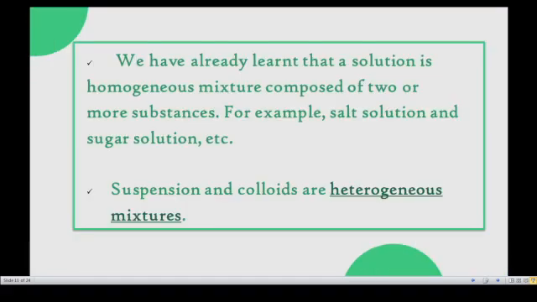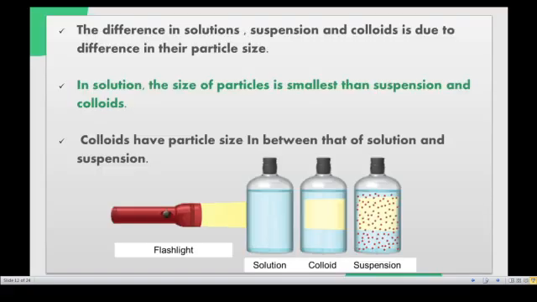So we have already learned that a solution is a homogeneous mixture composed of two or more substances, for example salt solution and sugar solution. Suspensions and colloids are heterogeneous mixtures. The difference between solutions, suspensions and colloids is due to the difference in their particle size.